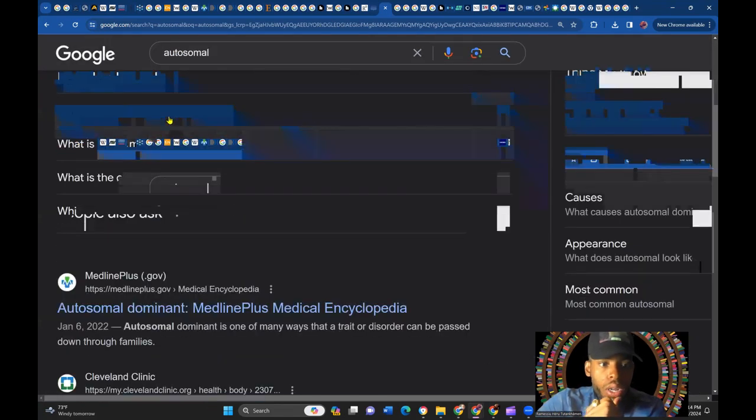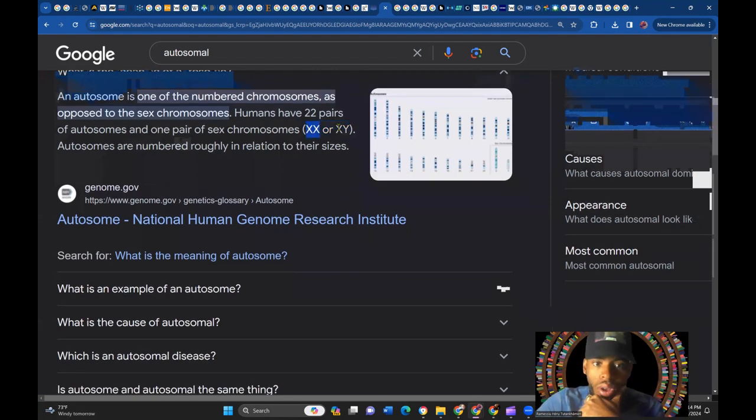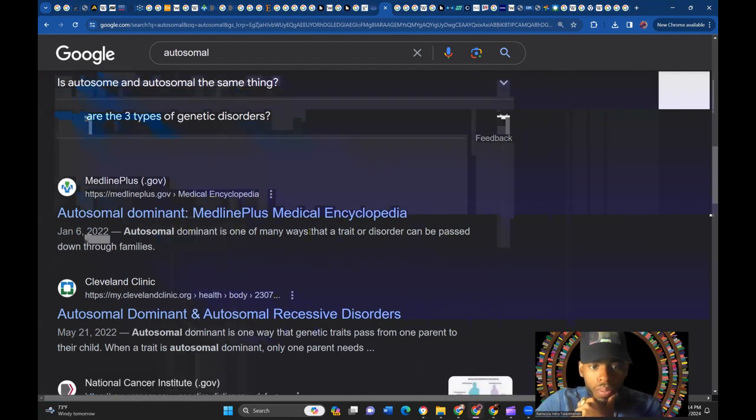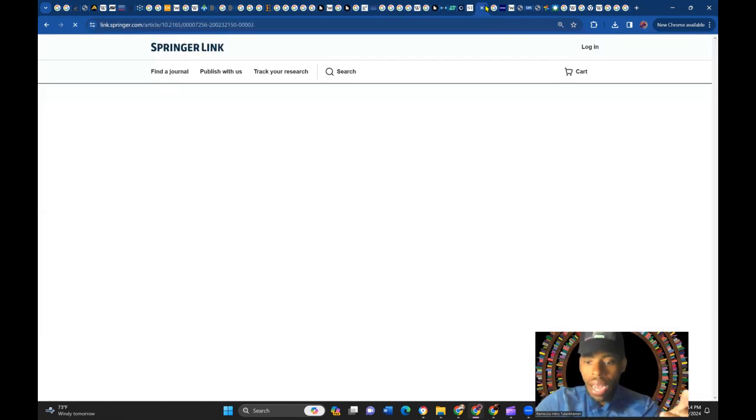What we want is the meaning of autosome. It is any one of the 22 chromosomes that you have. The 23rd is the one that gives you the gender, XX or XY. XX is the female, XY is the male. But more dominant is one of the many ways that a trait or disorder can be passed down through families. So we're not going to look at the negative, we're going to look at the trait, which is the natural. Okay, so you have the actin gene.